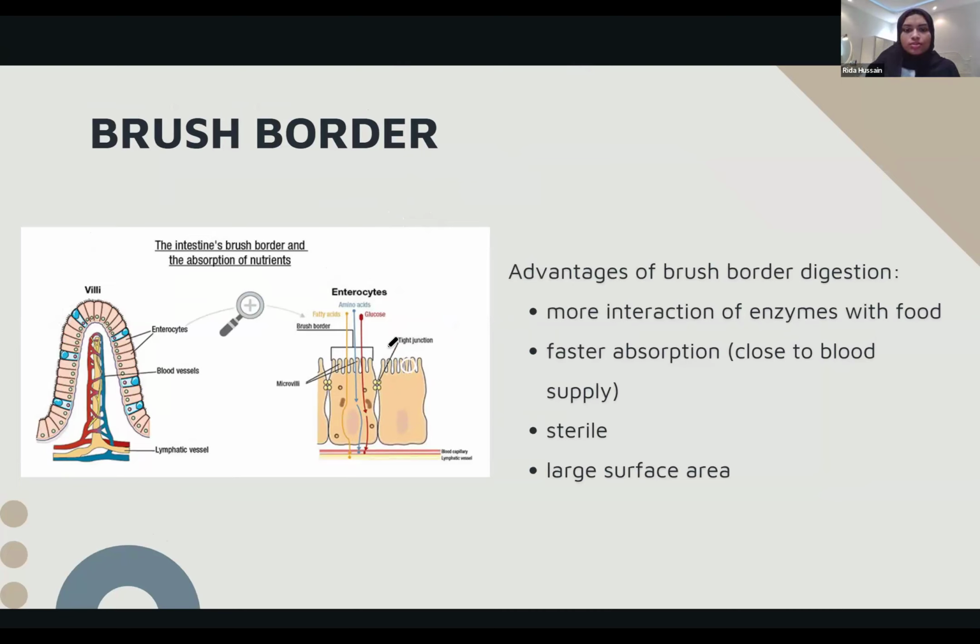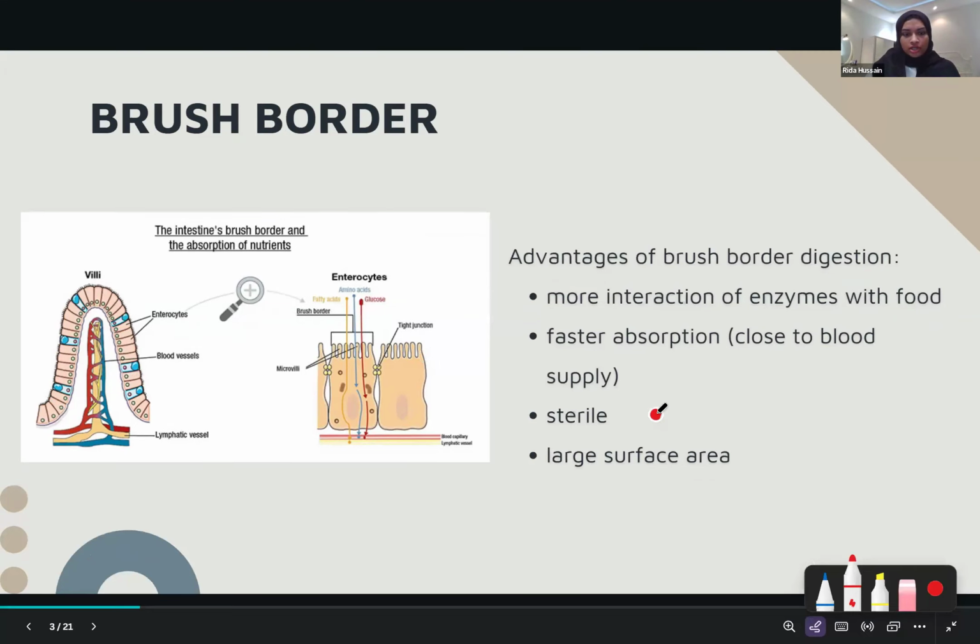So the distance between the microvilli over here is smaller than the dimensions of a bacteria. Because it is smaller than the dimensions of a bacteria, it really doesn't allow for the bacteria to be absorbed into the enterocyte and then go to the bloodstream. Obviously, there are exceptions to that, but it is sterile. Okay, moving on. There's nothing much that you guys have to know over here.